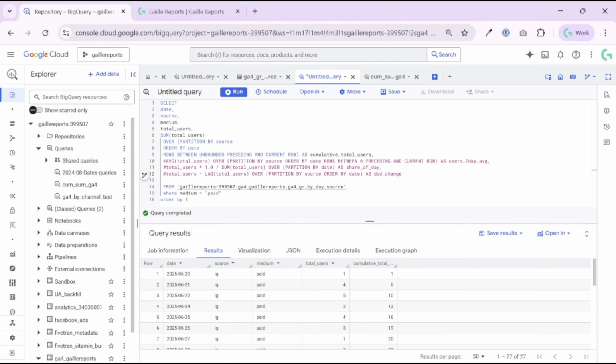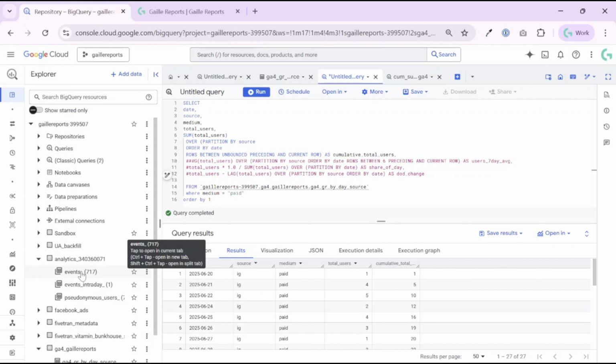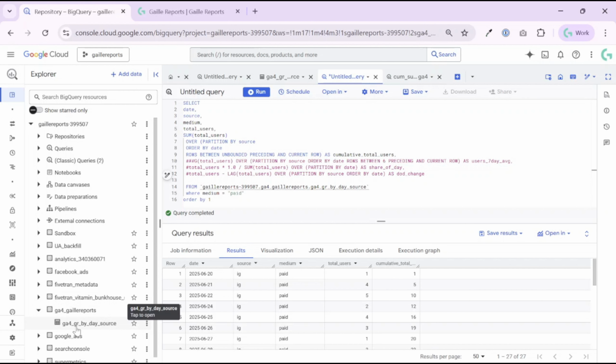Today's video is a bit deep, but it's super fun. I recorded already several videos about BigQuery. What we are doing here: I pull data from my GA4 to BigQuery. I have a video about that. Here we have the events table. I did some preparation with this events table and saved a scheduled query. I have a video about this. So every day this query runs and I have this GA4 Gala reports by day source table. That's what we receive from our GA4 data, and this table updates on a daily basis.